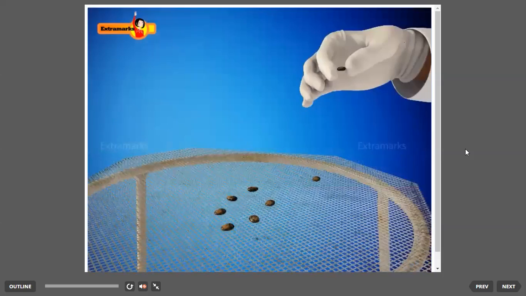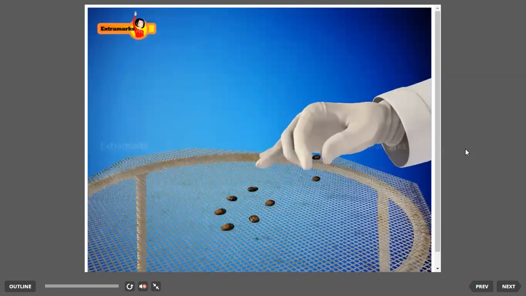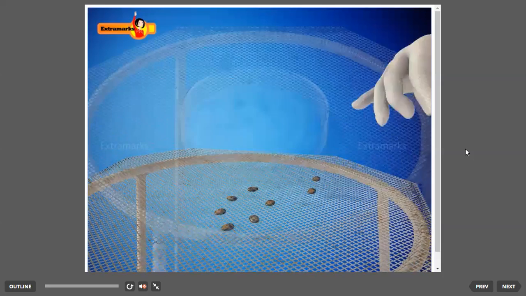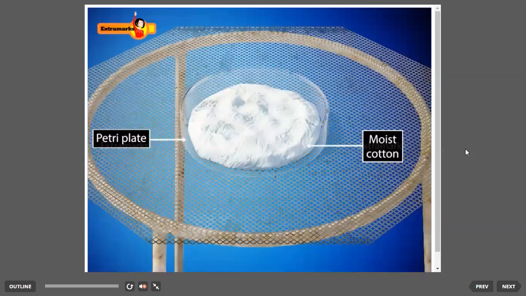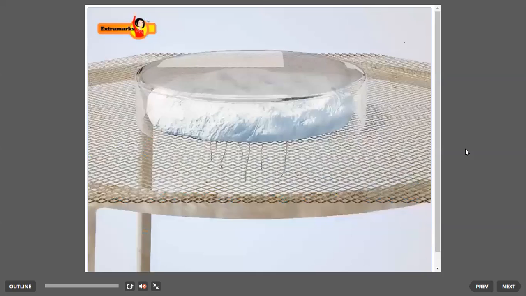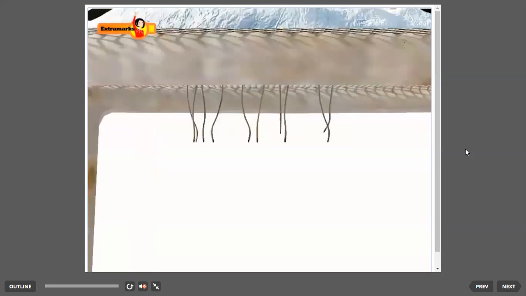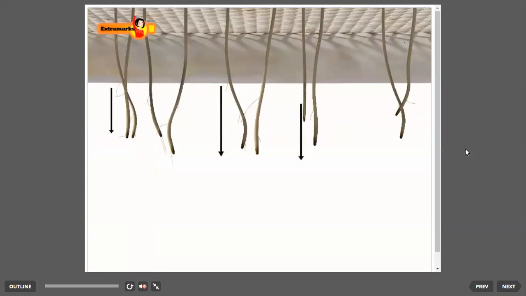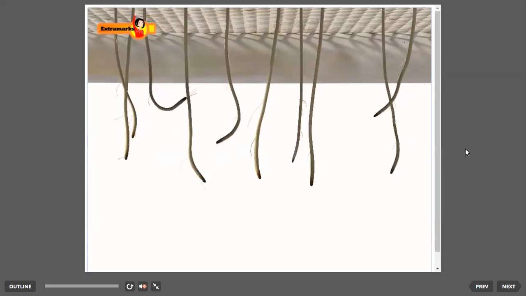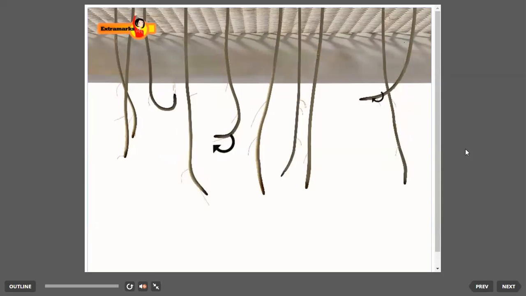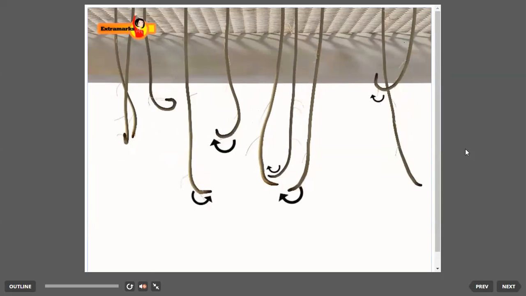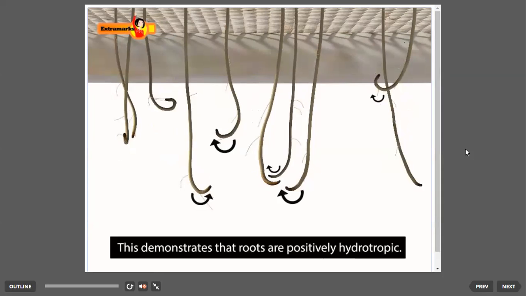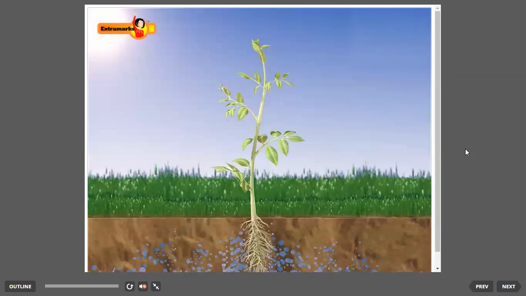It can be easily demonstrated by placing germinating seeds on wire mesh and covering them with moist cotton. Within a few days, seeds germinate and radicles come out of the pores of the wire mesh due to positive geotropism. But soon the radicles bend towards the moist surface of the cotton and continue to grow. This demonstrates that roots are positively hydrotropic. Hydrotropism is important as it ensures adequate water availability for plants.